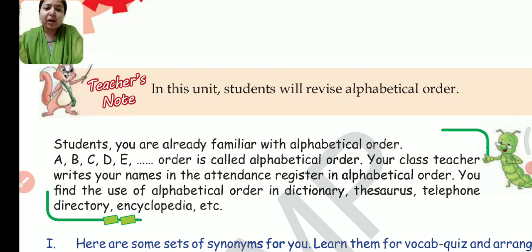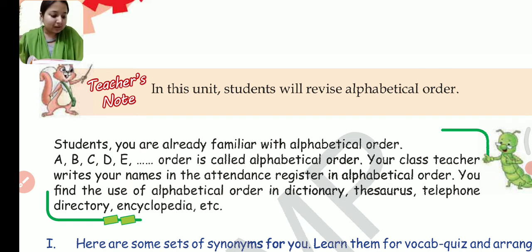Also children, you will find the use of alphabetical order in dictionary, thesaurus, telephone directory, encyclopedia, etc. You must have seen the dictionary also. In the dictionary, the words are written in alphabetical order. Means first the words starting with letter A, then B, then C, and so on.